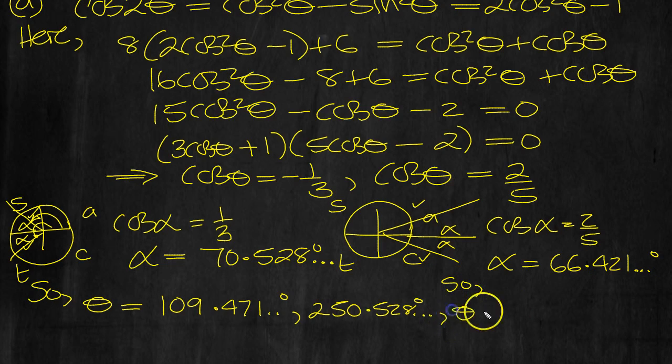So what do we got? We got theta is equal to, the first solution will be here, 66.421 degrees, and the other solution is right round to here, 360 back this much. So it's 290, 280, isn't it? 283.